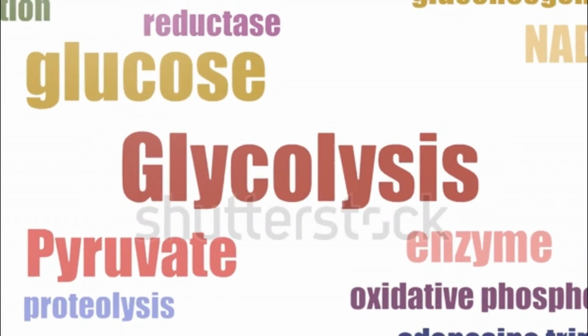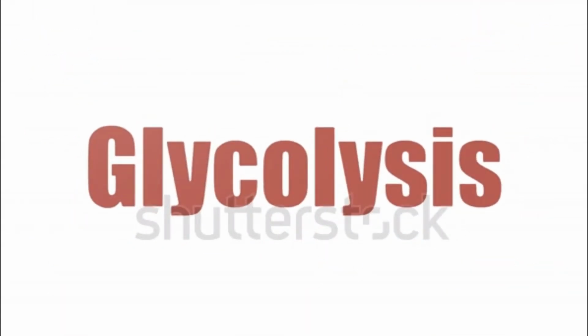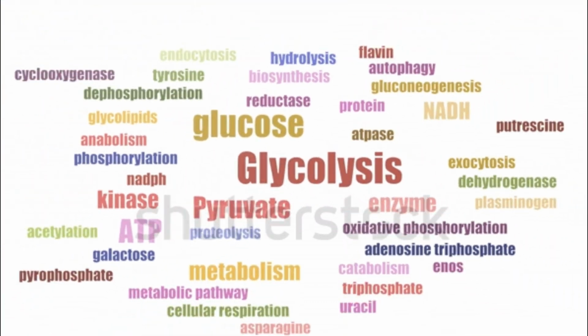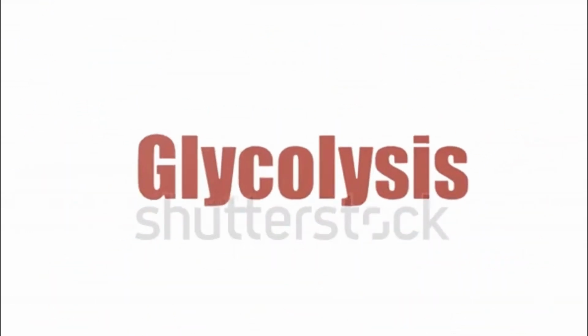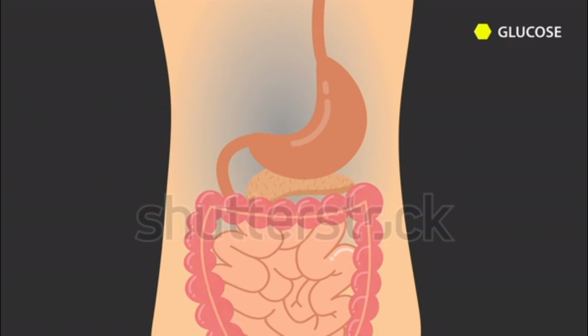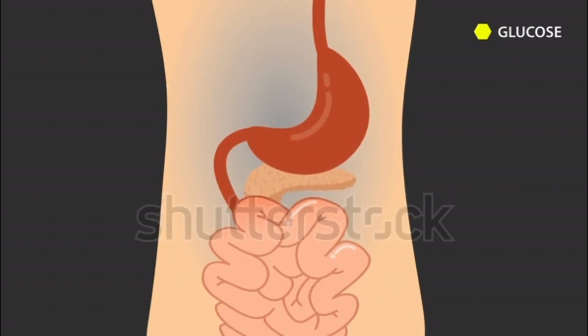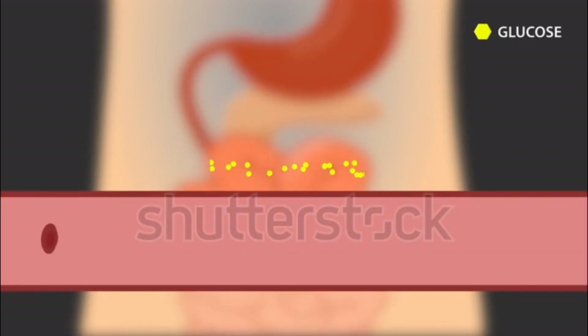Part 1. Glycolysis. Glycolysis is the first step of carbohydrate metabolism, where glucose is broken down into two molecules of pyruvate. Glycolysis occurs in the cytoplasm of the cells, and does not require oxygen. It can be used by both aerobic and anaerobic organisms. Glycolysis consists of 10 reactions, each catalyzed by a specific enzyme.